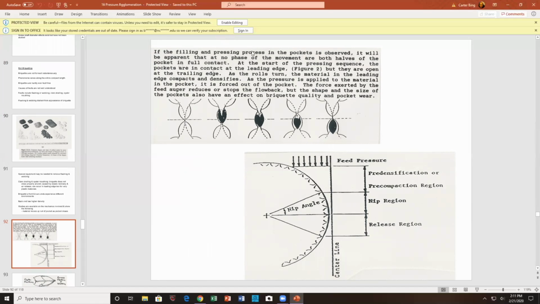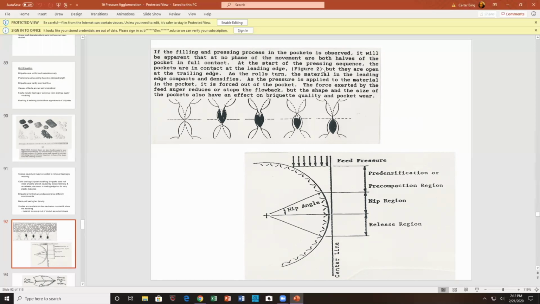If the filling and pressing process in a pocket is observed, it will be apparent that at no phase of the motion are both halves of the pocket in full contact. In other words, these are not in full contact. At some point it's open at the top, at the bottom, and in the middle. It's open both places.